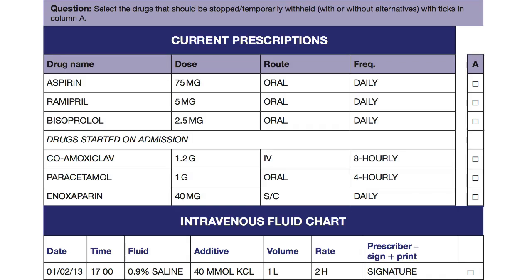Next, we are asked to review his current drug chart and mark any drugs that should be stopped. Take a moment, given the situation I've just described, to look at each of the drugs and consider whether it is appropriate. I'll give you a few seconds to do this. Feel free to pause the video if you need more time.